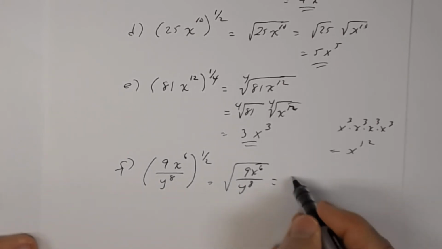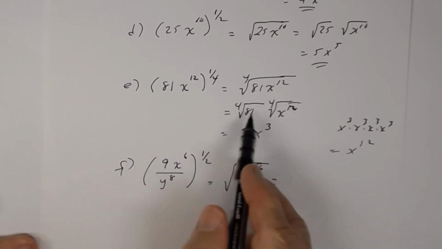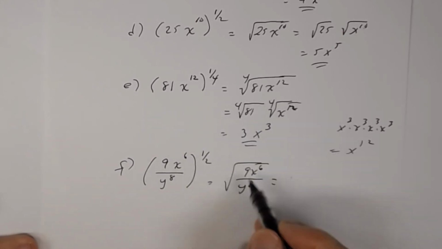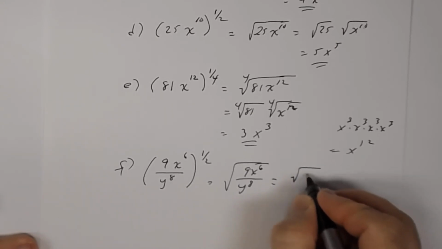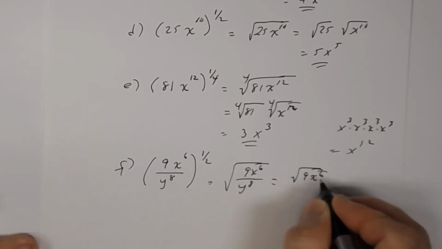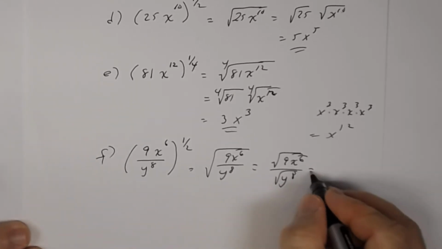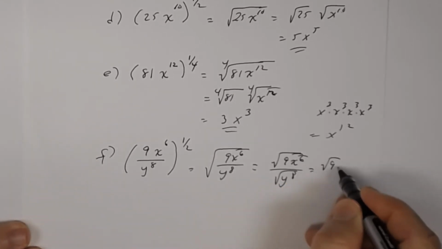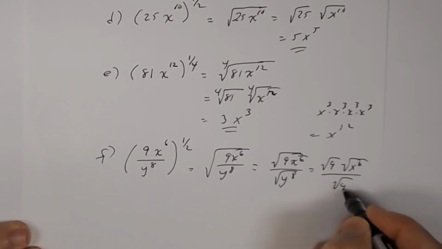And so there are two rules you're going to use here. You're going to use the product rule for radicals, and we're also going to use the quotient rule for radicals. And so this is going to be the square root of 9x to the 6th divided by the square root of y to the 8th, right? And then the numerator, that's the square root of 9 times the square root of x to the 6th, divided by the square root of y to the 8th.